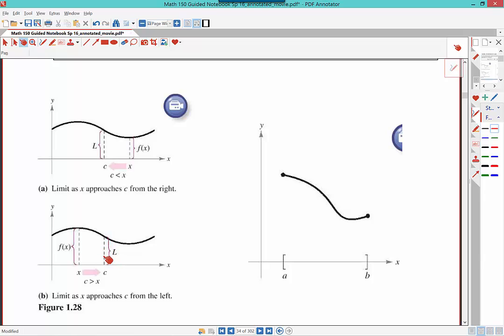So therefore, the limit as x approaches c from the left and as x approaches c from the right is the same. And therefore, we don't have to put a superscript up there. We can just say the limit as x approaches c of f of x is equal to L.